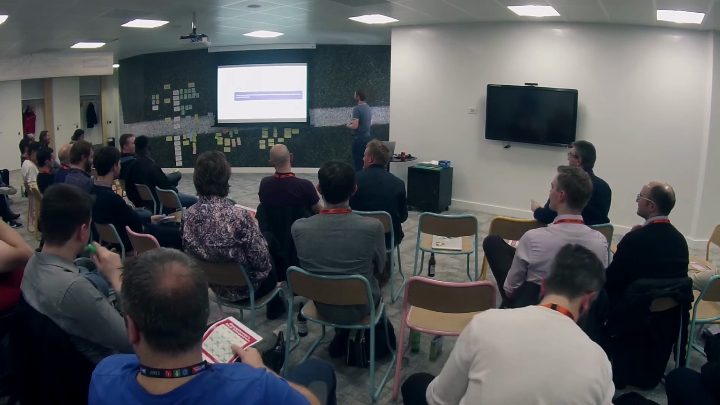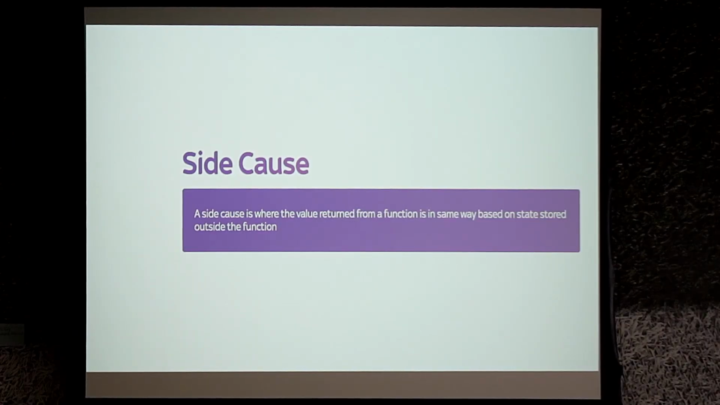So a side cause is where the value that you get from a function isn't just generated from the inputs given to it. It's where there's a hidden dependency in that function. So it might be pulling in something from state. It might not actually change that thing, but you don't know what you're going to get back because you can't rely on the inputs being the only source of truth for the output.